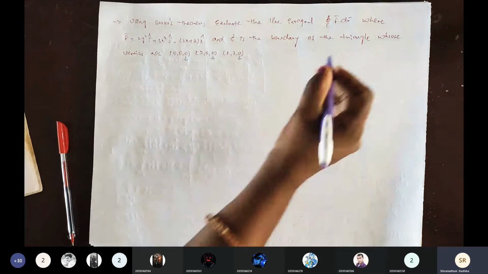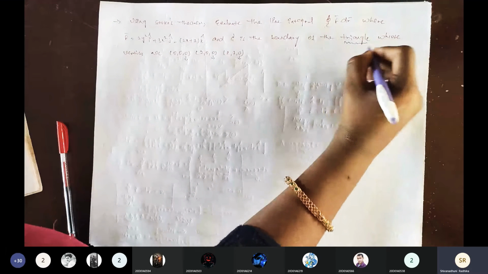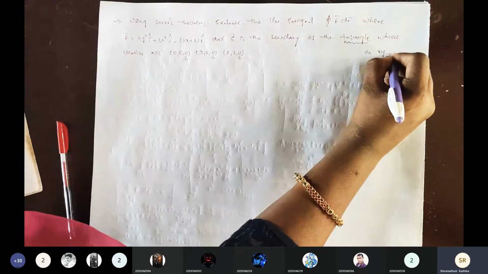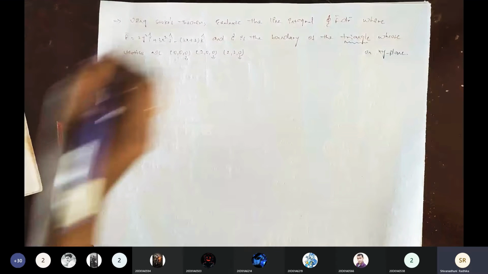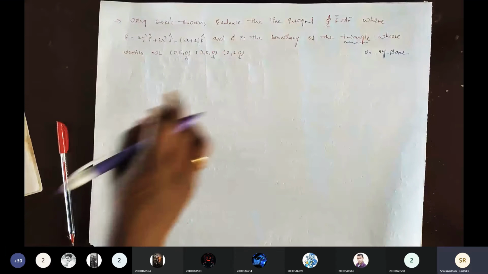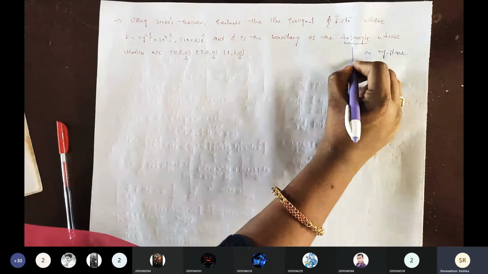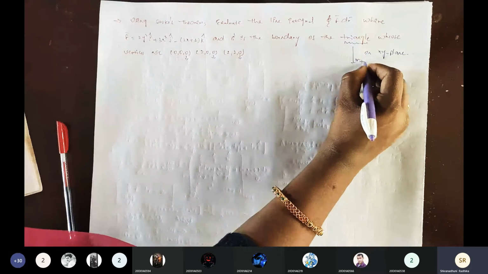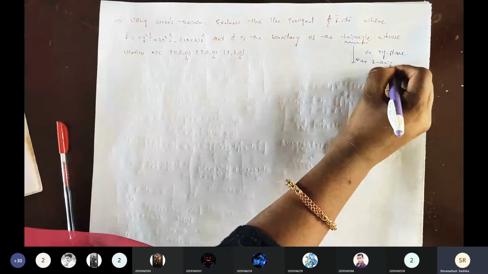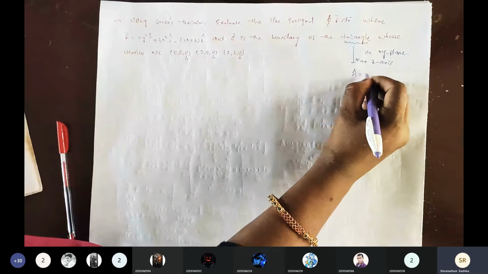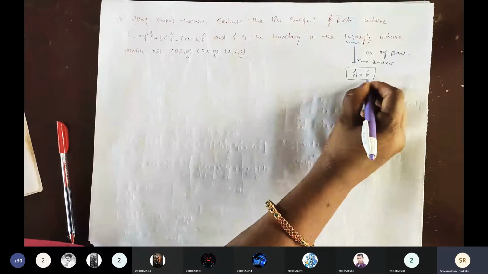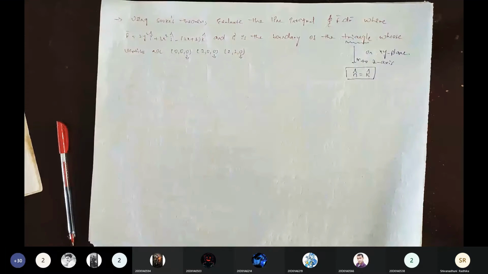That is nothing but the triangle. The triangle is on the xy plane. The triangle boundary limits belong to the xy plane only. So the triangle is perpendicular to the z axis. That means what? The unit outward drawn normal vector n cap equals k cap. Are you clear? Next, we are just going to find the surface integral, right?